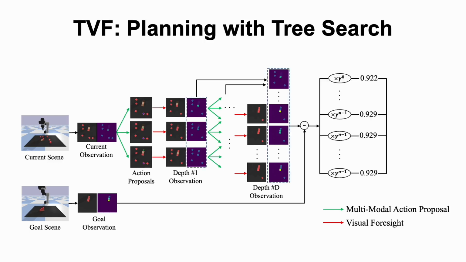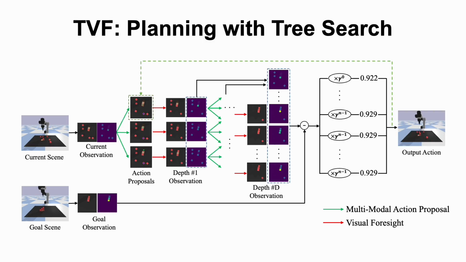The predicted next step observations in all layers of the tree are collected and compared to the goal observation. Finally, the robot takes the first action leading to the observation closest to the goal in a model predictive control fashion. After taking the action, the robot replans again for the next step until the maximum step number for the task is reached.